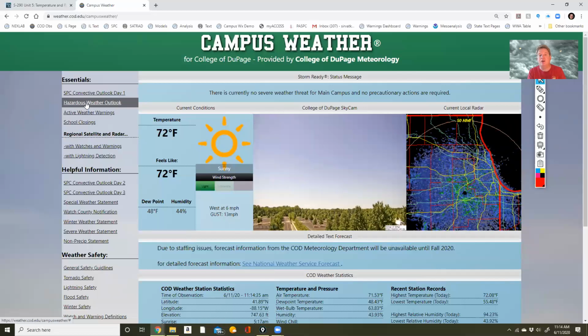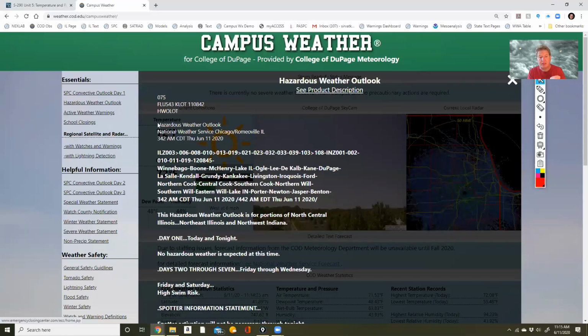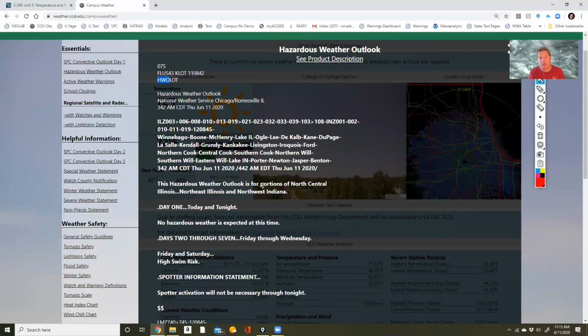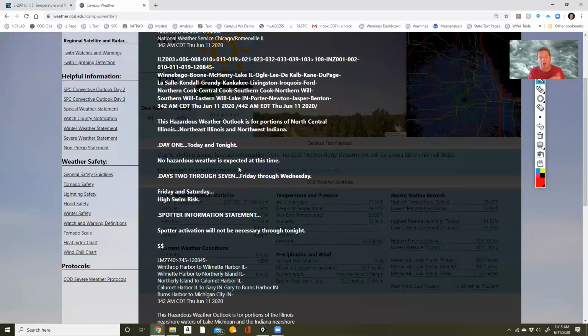But there is something that the local office puts out. It's called the HWO. If you look over here, HWO stands for Hazardous Weather Outlook. And this is a 7-day outlook. Outlooks are always kind of extended forecasts. 7 days of any hazardous weather that may threaten people in the Chicago forecast area, the county warning area, we call that. Now, this one I just happened to look at says there's really no hazardous weather. Days 2 through 7, the only thing they worry about is a high swim risk.